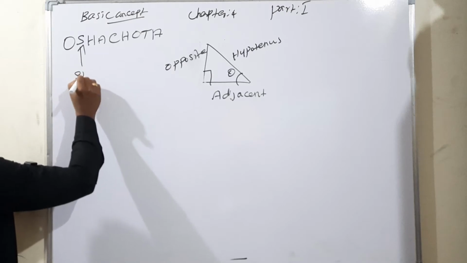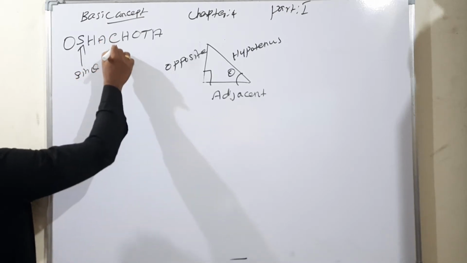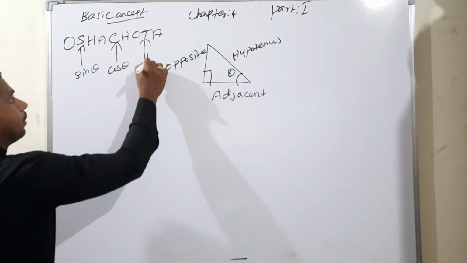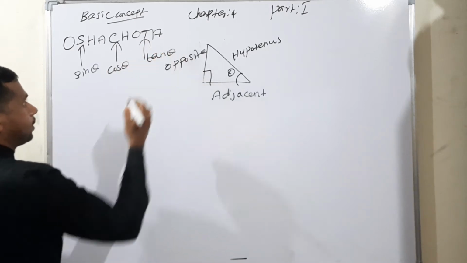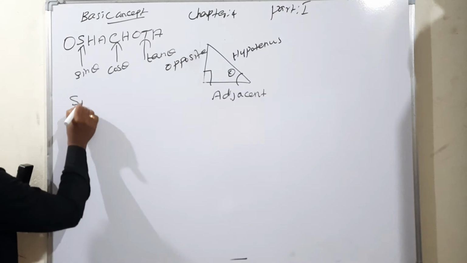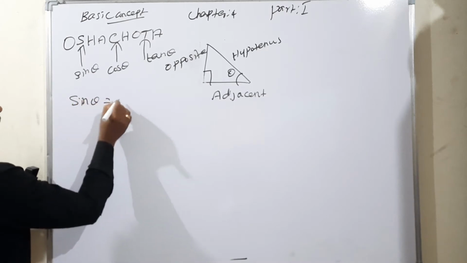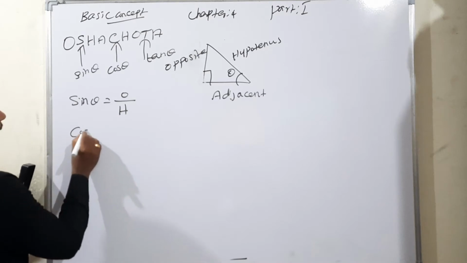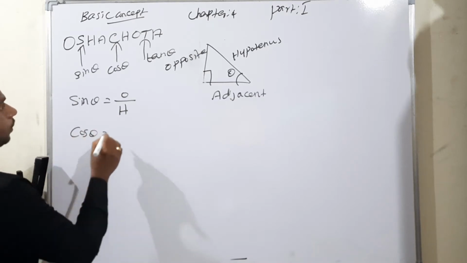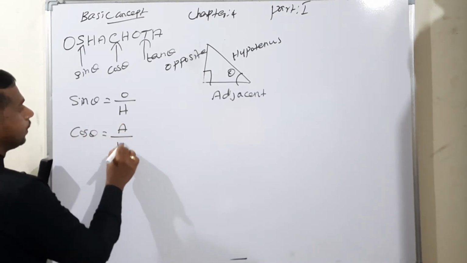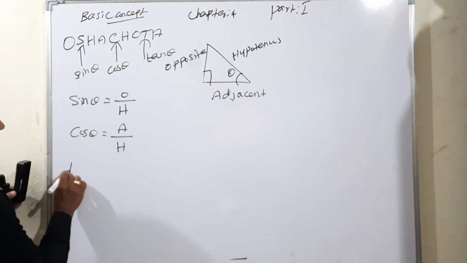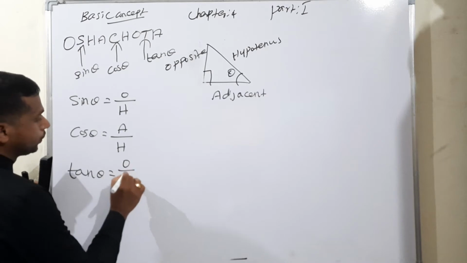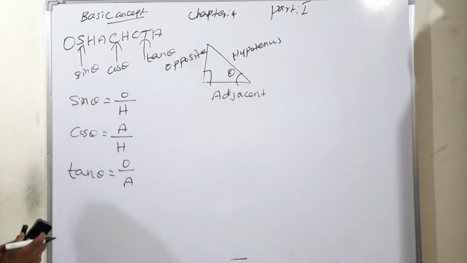This is called sin theta. Then this one is called cos theta. This one is called tan theta. Therefore, sin theta is equal to opposite divided by hypotenuse. Then cos theta is equal to adjacent divided by hypotenuse. Then tan theta is equal to opposite divided by adjacent.